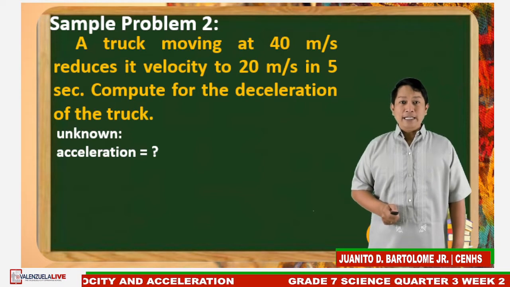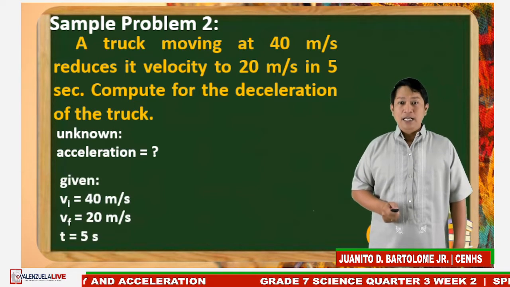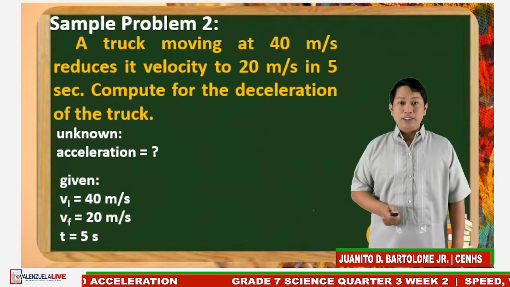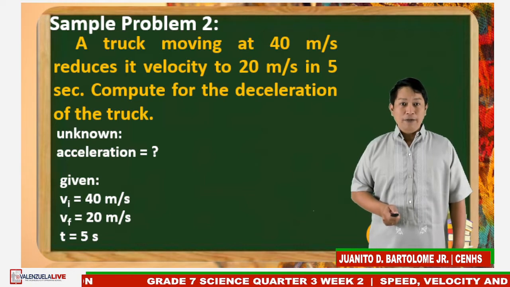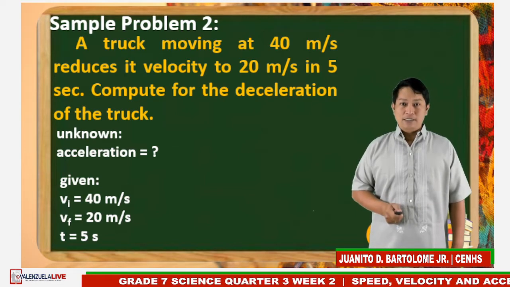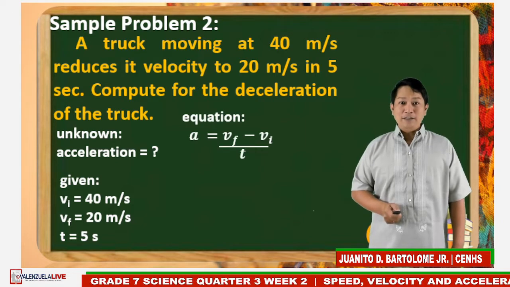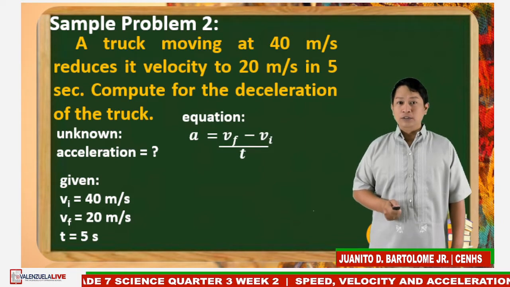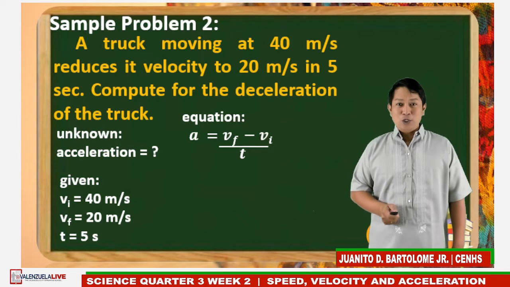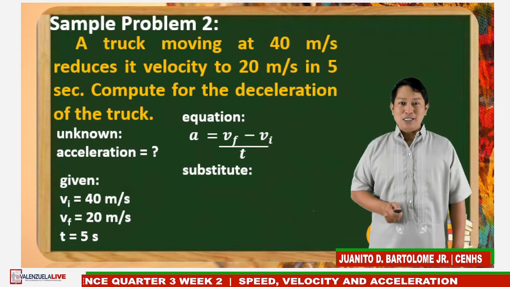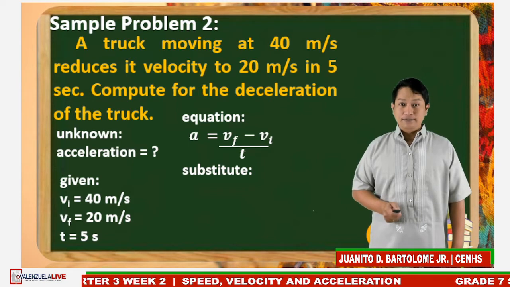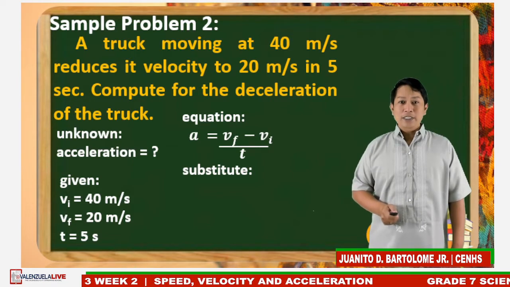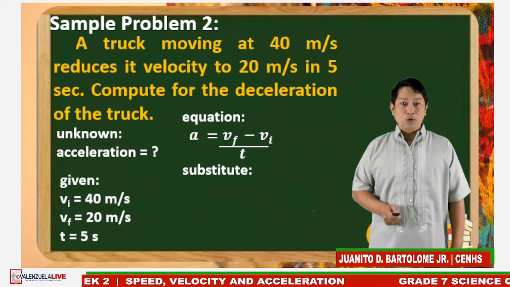Second, we will identify the given quantities. The truck starts from 40 meters per second and its final velocity is 20 meters per second. The time of change of velocity is 5 seconds. Third, we need to identify the equation to solve for the unknown quantity. The equation that we will use is a = (vf − vi) / t. Fourth, we will substitute the given quantities in the equation.